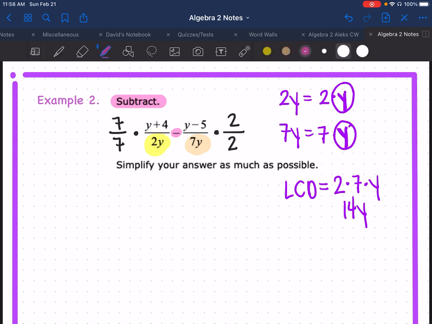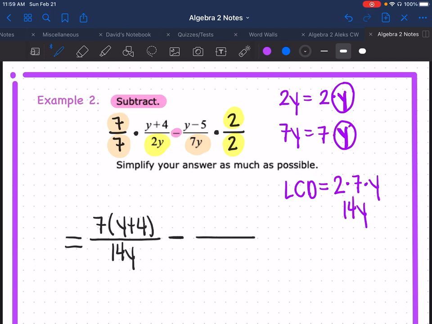Now what I want to show you with my highlighter is the 7 came from the peach factor and the 2 came from the yellow. But because I already have the y, I don't need it again. And so I just kind of ignored that. All right, here we go. And I'm not sure how much space I have, but here we go. I'm going to make it 14y on the bottom, and I'm going to have 7 times the numerator of y plus 4.